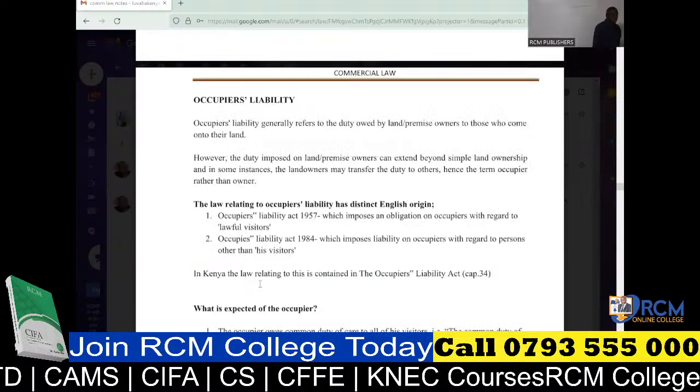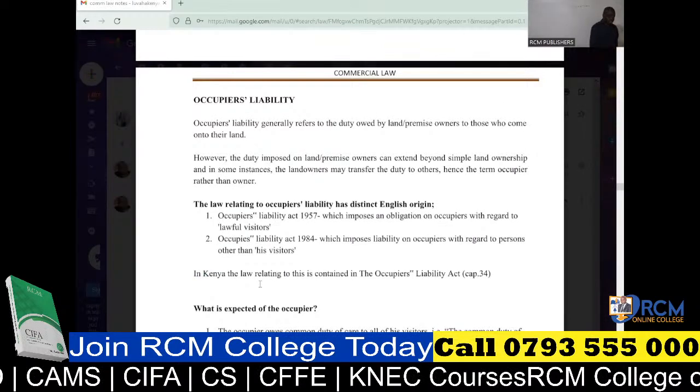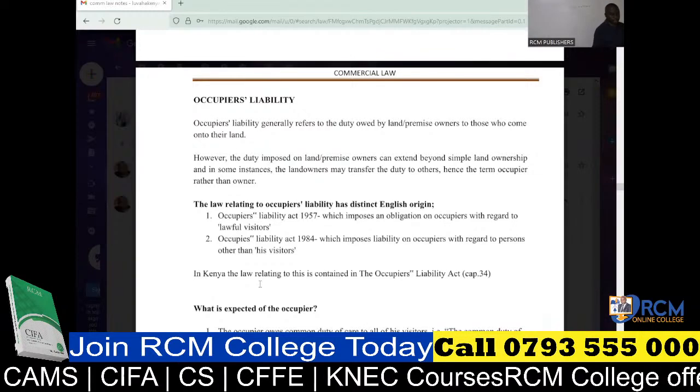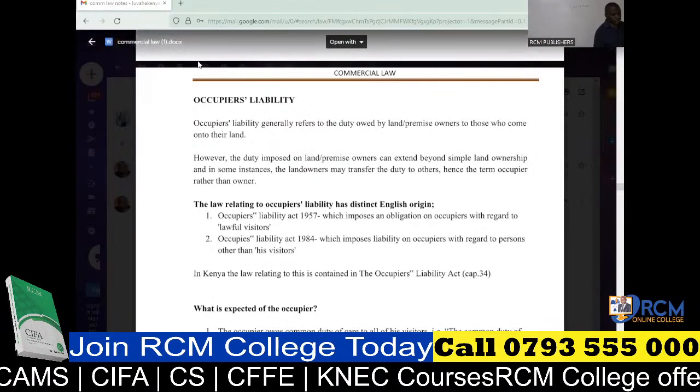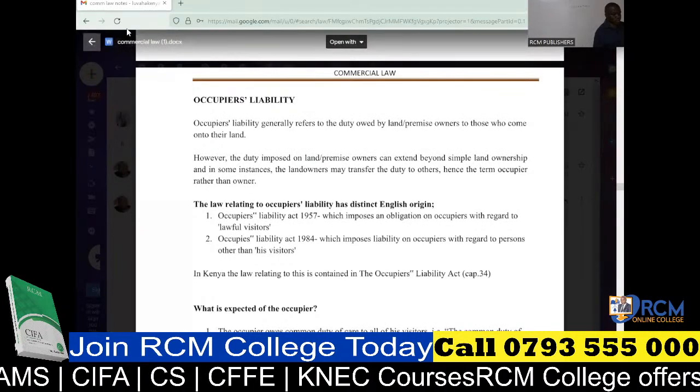So maybe you can now look at occupier's liability as another form of tort. But in the meantime, maybe we can just have a break of like 2 minutes, and then we can look at what occupiers are.